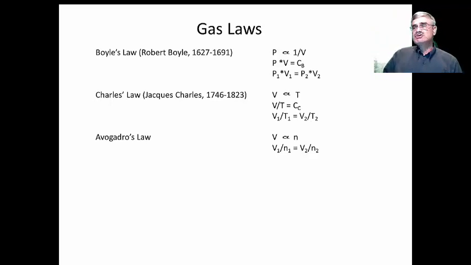Next equation is what is called Charles' law, after Jacques Charles, a Frenchman who was a balloonist, who studied the relationship between volume of a gas and temperature. And he found that the volume of a gas is directly proportional to temperature, which you could also express as volume divided by temperature is equal to a constant with a subscript C for Charles. And again, if you have a gas under two different conditions, two different temperatures, the relationship that would hold would be V1 divided by T1 is equal to V2 divided by T2.